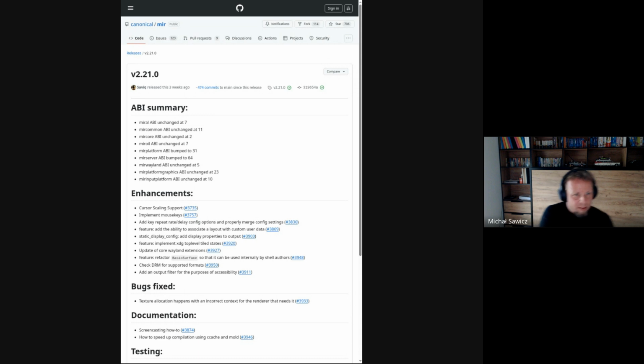We implemented tiled states, which means that we now tell surfaces that they are being tiled and they should adapt their decorations on the edges that are tiled. And then Alan updated the core Wayland extensions because we were quite behind. The rest of it, I think, is less important. And there was just one bug fixed.